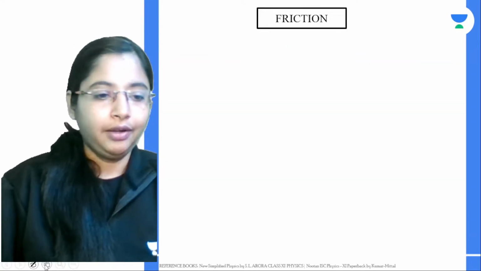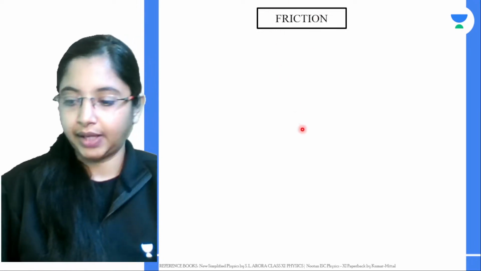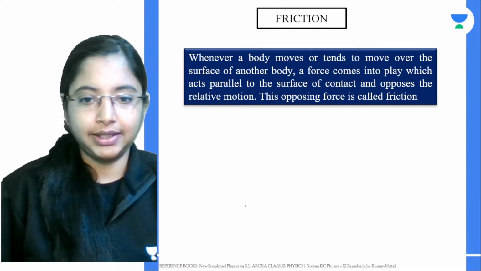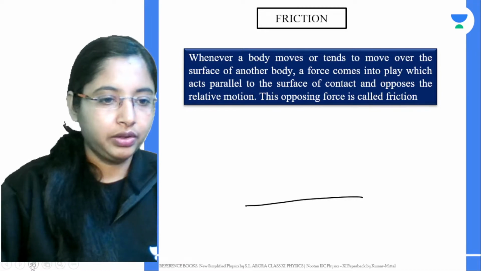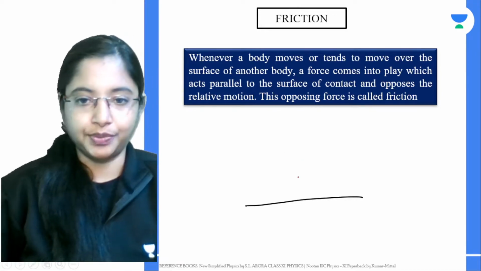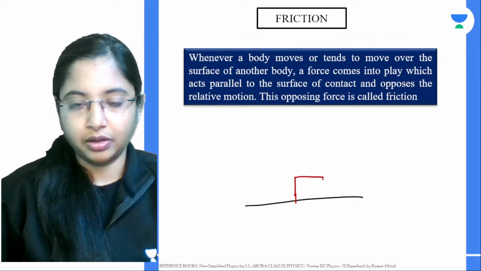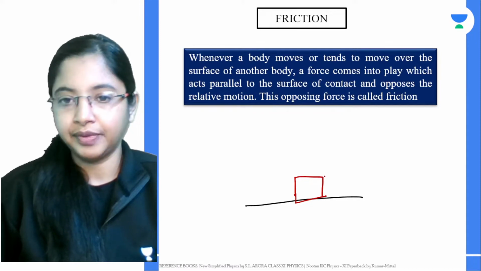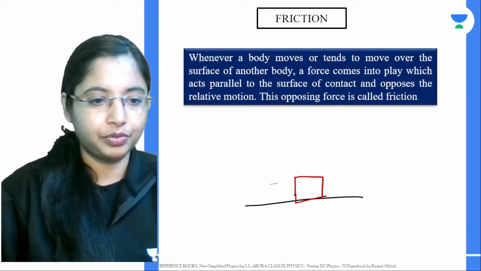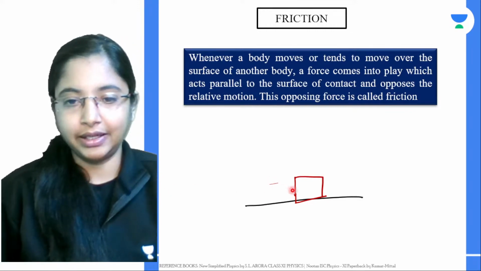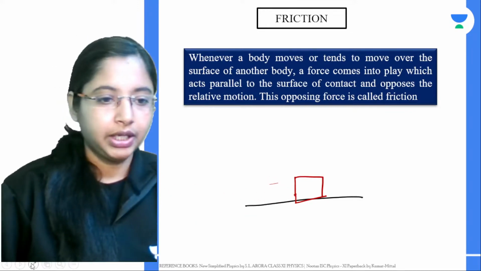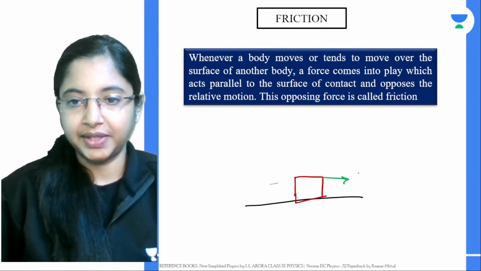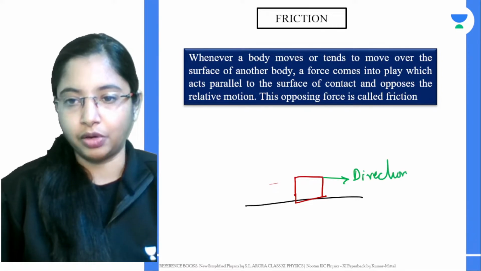So, today we are going to learn all about friction. Let's say there's a table, and on the table we have kept an object. This object is going to be stationary. Now, if I apply a force, let's say I am pushing this object in this direction, then the object will start to move in this direction. This will be the direction of motion for this block.